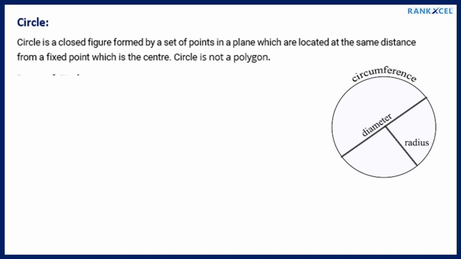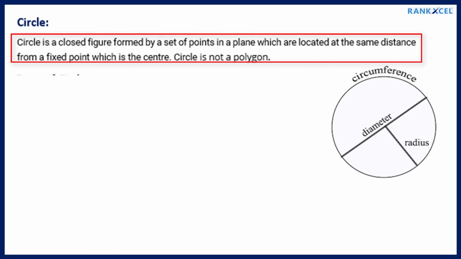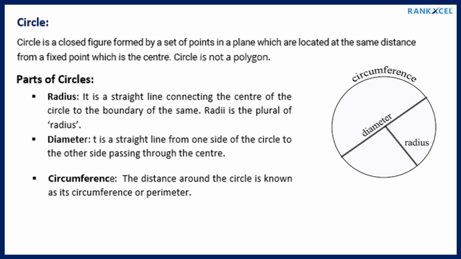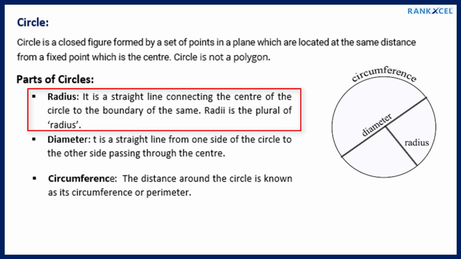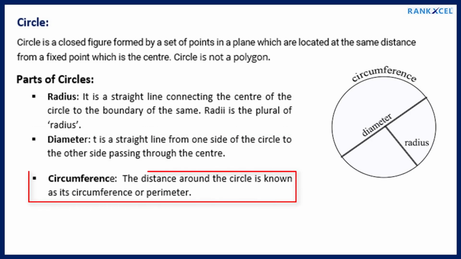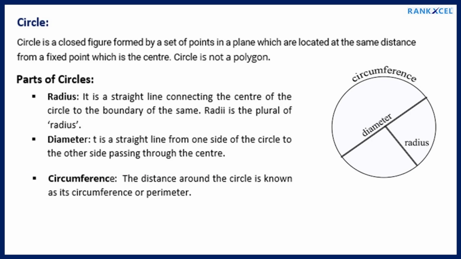Circle. A circle is a closed figure formed by a set of points in a plane which are located at the same distance from a fixed point which is the center. Circle is not a polygon. Parts of circles. Radius, it is a straight line connecting the center of the circle to the boundary of the same. Radii is the plural of radius. Diameter, it is a straight line from one side of the circle to the other side passing through the center. Circumference, the distance around the circle is known as its circumference or perimeter.